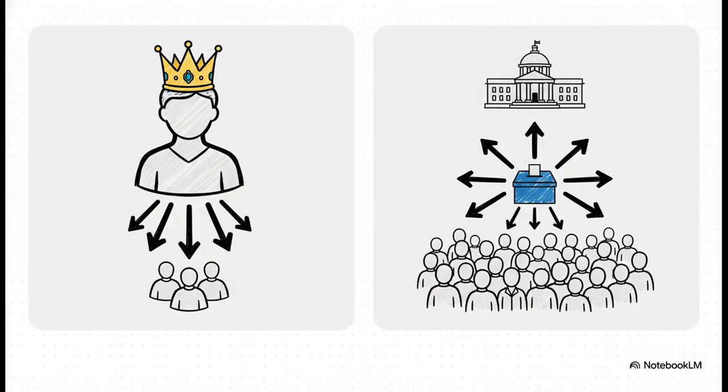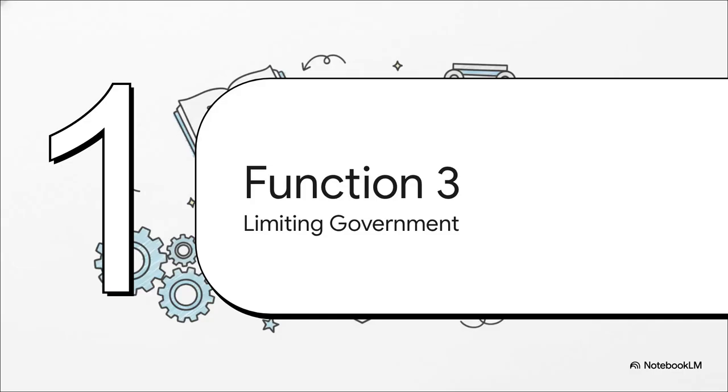Take a look. In a monarchy, the Constitution might say, hey, this one person, the king or queen, decides everything. But in a democracy, the Constitution says something totally different. It says power belongs to the people, and they get to decide who makes the laws. Okay, so we figured out who has the power. But what's to stop them from going wild with it? Becoming a tyrant? Well, that leads us straight to the third crucial function of a constitution: limiting government.